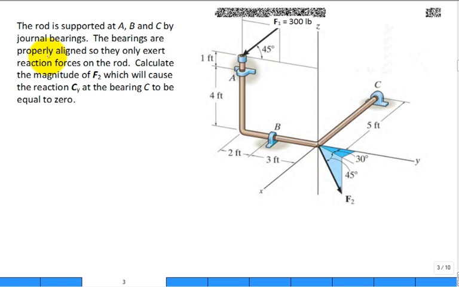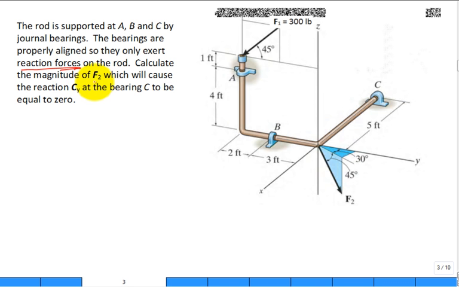The bearings are properly aligned, so they only exert reaction forces, no moments on the rod. That's good. Okay, so the alternative again would be that sometimes if a bearing isn't aligned, it could generate a moment. Just like a hinge can generate a moment, but you don't really want hinges to be generating moments.